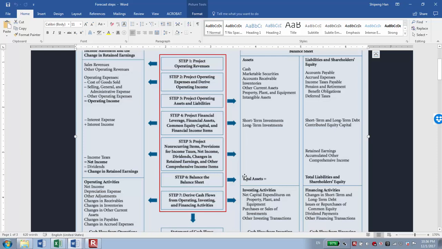The reason is all the forecasts are not based on real transactions. They are based on our assumptions. So in most cases, the balance sheet is not balanced. So we need one more step to balance the balance sheet. Otherwise, we cannot project the statement of cash flow on an unbalanced balance sheet.